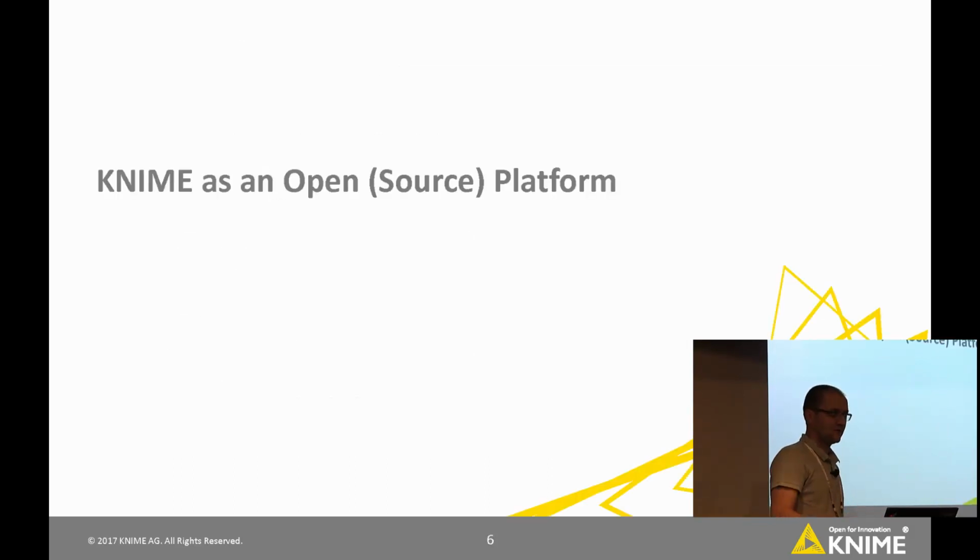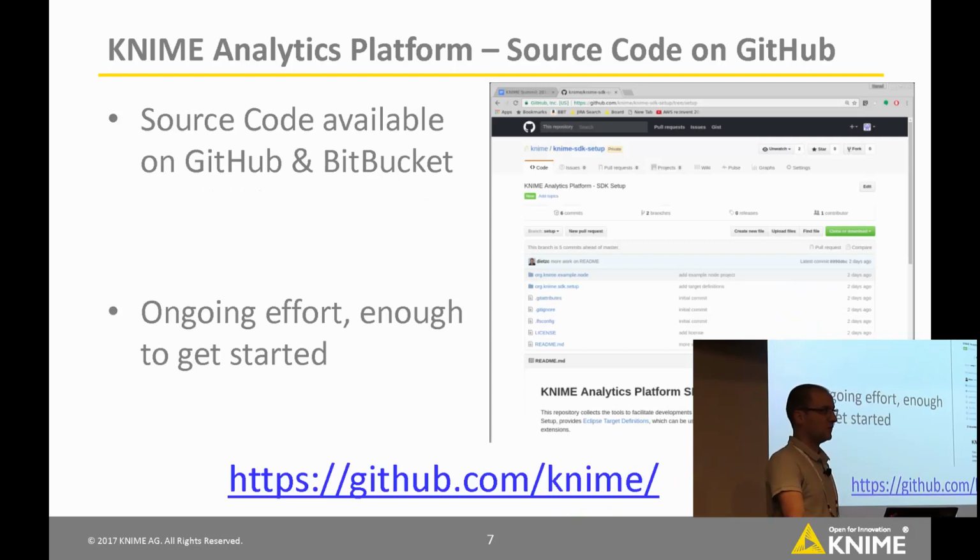But before we do that, a few announcements. Michael has highlighted some of them already, but I'd like to give some more details on what has changed in the last year. The first one is that KNIME has been open source since the beginning, but starting this year, the KNIME source code is also available on GitHub and Bitbucket, or let's say large pieces of our code. It's an ongoing effort. Our code base is quite large, but it gives you all the details to start developing custom extensions if you like.